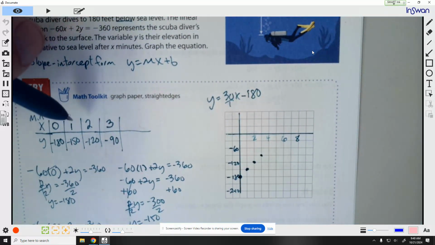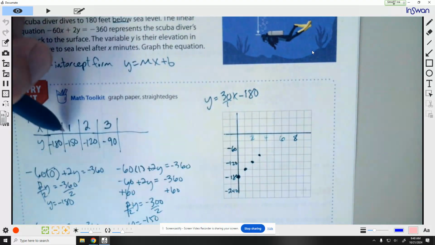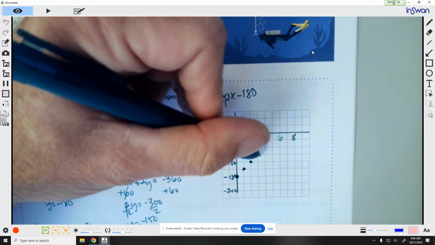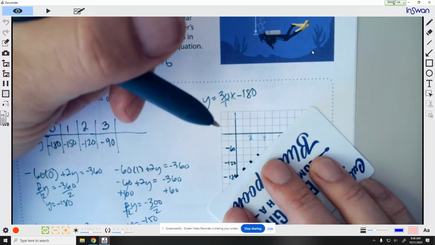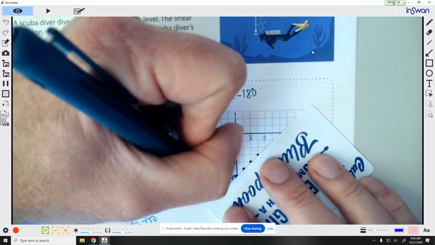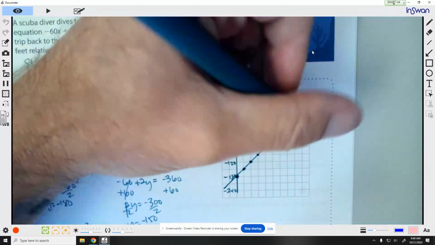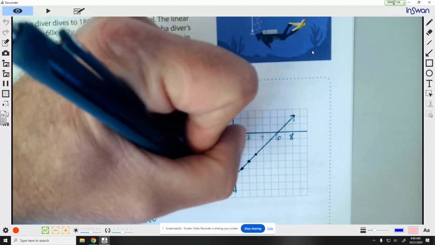If I go look at the table of values, 1 is at negative 150, so that matches up. 2 is at negative 120. 3 is at negative 90. So I've got 4 points there. That's enough to make my line. So we're going to use our straight edge, and we're going to draw a nice line there. We're going to extend it past both axes, and don't forget we have to put arrows on the ends.